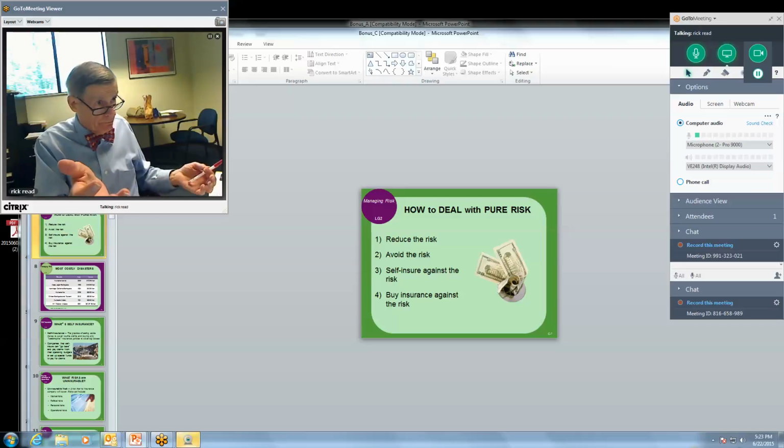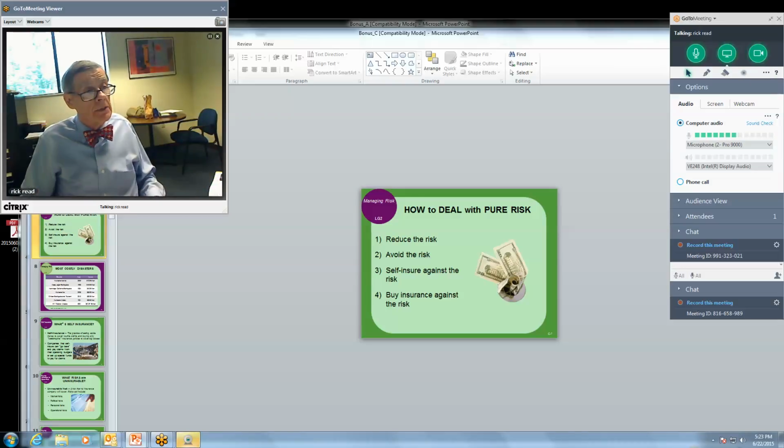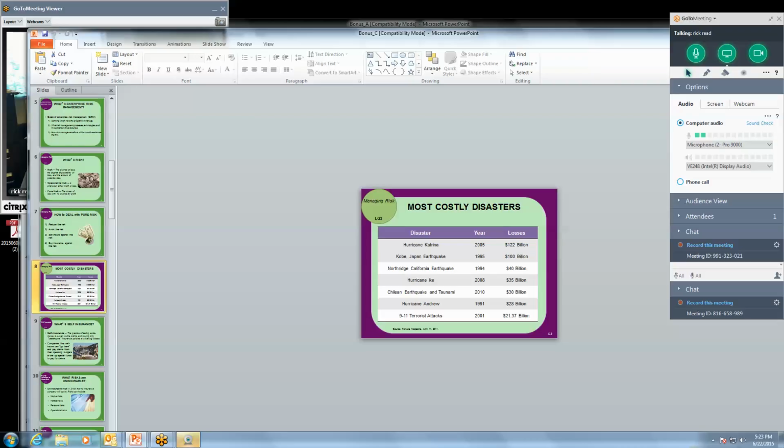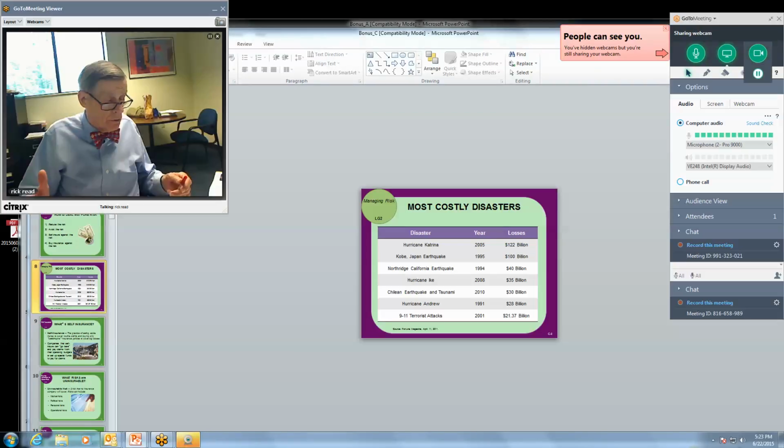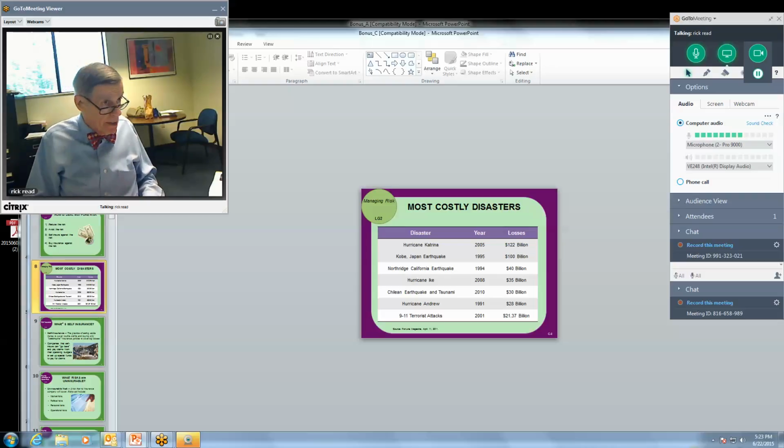And most of us choose the latter because we don't have the opportunity to reduce the risk and maybe not avoid the risk. Now, of course, if we're talking about automobile insurance, for instance, we could avoid that altogether by not driving.